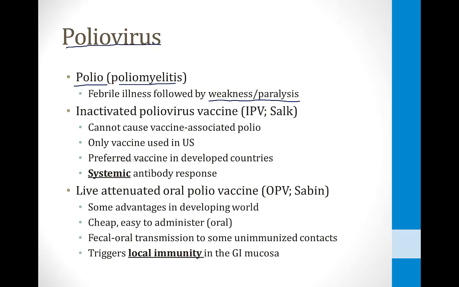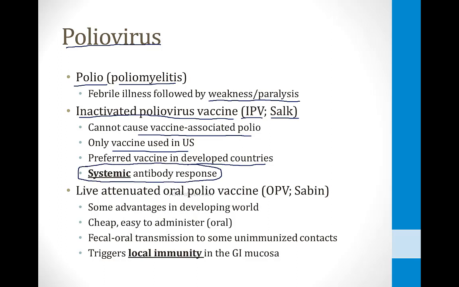There are 2 vaccines that are used to vaccinate people against polio infection. The first one is called the inactivated poliovirus vaccine, or IPV. It's sometimes called the Salk vaccine, named after its creator. The major advantage of this vaccine is that it's a killed virus, so it cannot cause a vaccine-associated polio infection. This is the only vaccine used in the United States, and it's the preferred vaccine in developed countries. It's an injected vaccine, and therefore it generates a systemic antibody response. So it's largely IgG antibodies that get synthesized in reaction to injection with the Salk vaccine.